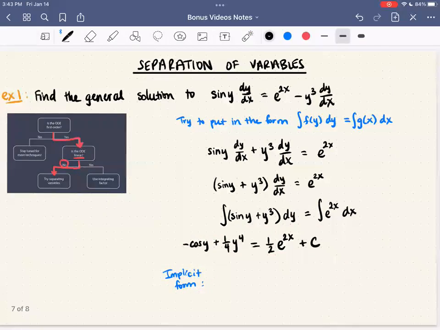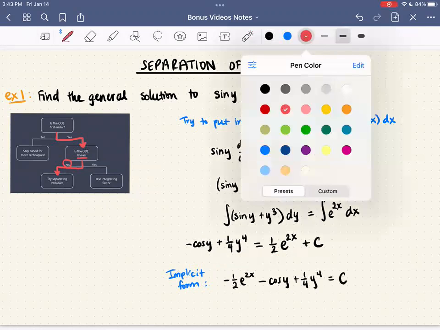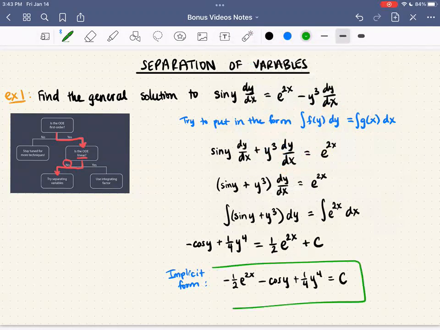So let's just write this out. I have negative one half e to the 2x minus cosine y plus 1/4 y to the fourth equals c. And that is my general solution.